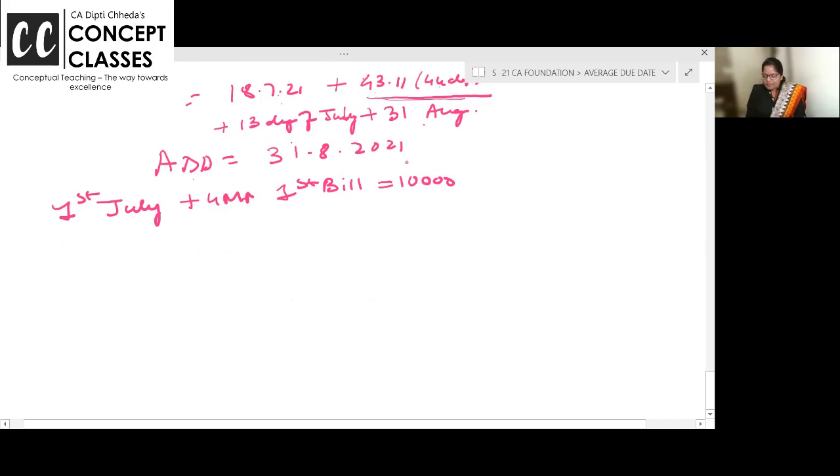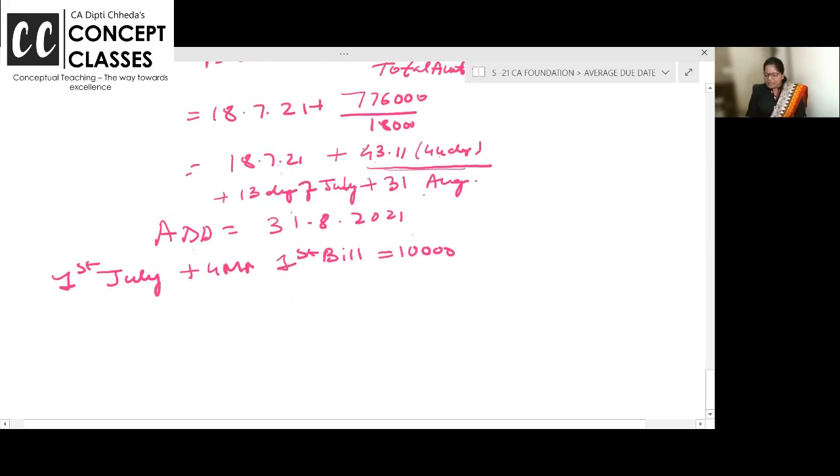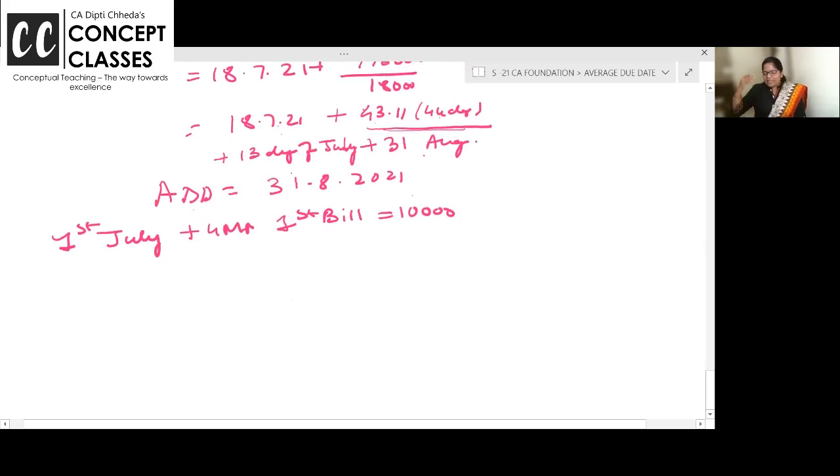Average due date is 31st of August. If you pay, no problem. But you're saying, no, ma'am, on 31st August, I'm not having 18,000. Instead of cancelling these, can you cancel the bills of exchange and draw another bill? Answer is yes. On 1st July, another bills are drawn for 4 months.